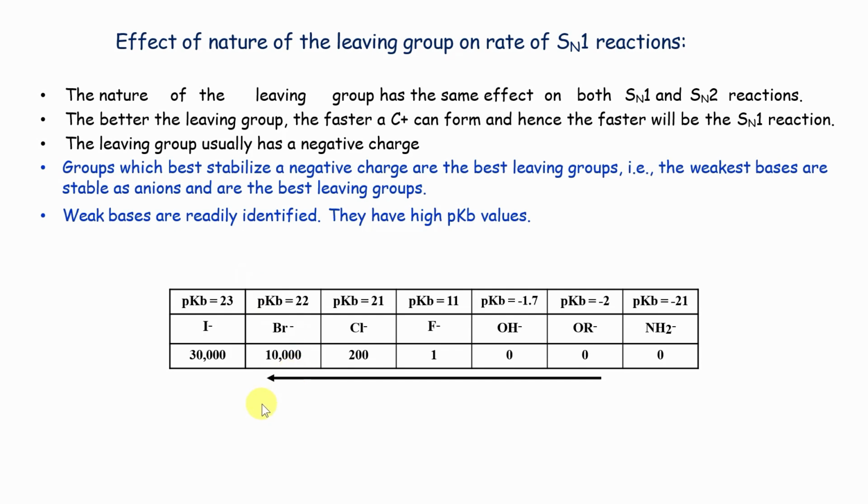See this table. Iodide has the highest pKb value, 23, and the amide has the lowest pKb value, minus 21. That is why iodide is the best leaving group, and the NH2 group, in this table, is the poor leaving group. From right to left will be the increasing leaving ability. From amide to iodide, you can see the leaving ability gets increased, and hence iodide will be the best leaving group while amide will be the poor leaving group.